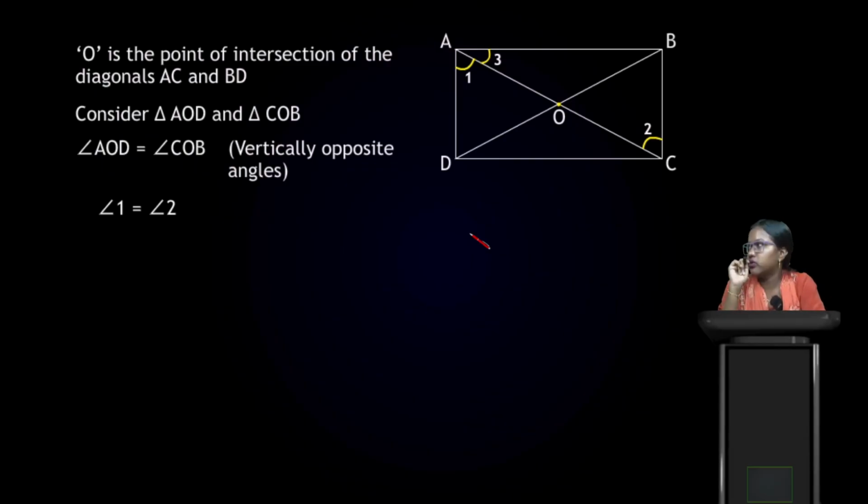Okay. So again we go back to our main position. That means for triangle AOD and triangle COB, these are our required triangles. So what we are doing? First we saw these angles are vertically opposite. Then we saw angle 1 is equal to angle 2. Now what we know? A rectangle has opposite sides parallel and equal. So that means AD and BC are equal in length. So we can write AD equals BC.